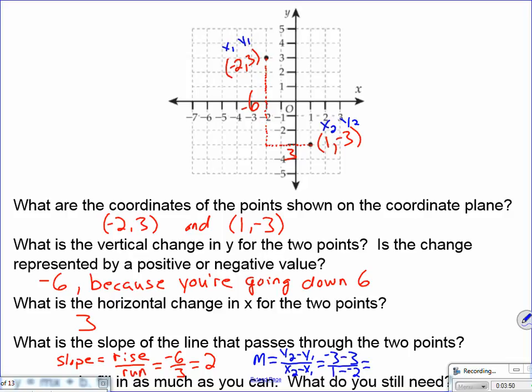Well, -3 minus 3 is -6. 1 minus -2. Now remember, when you do minus a negative, you can change that to plus a positive. So it's really 1 plus 2, which is 3. Now if you notice, I got -6 over 3, just like I did by counting on the graph. -6 divided by 3 is -2.